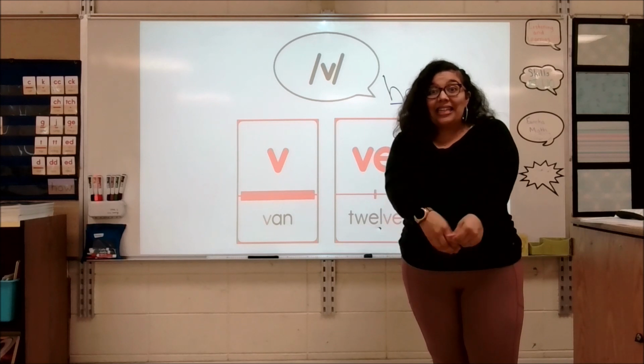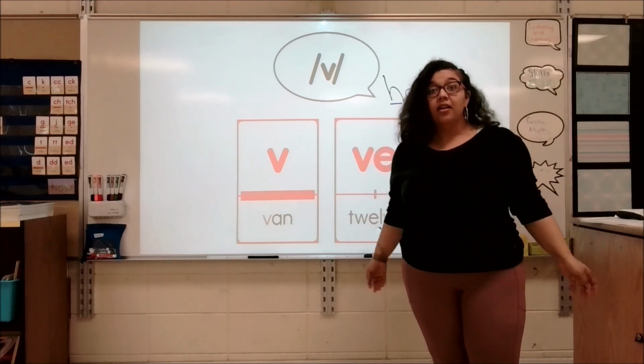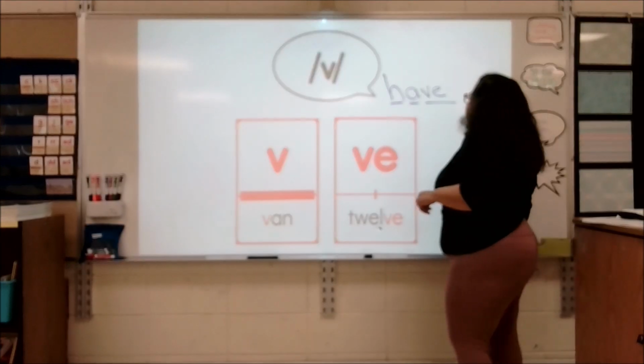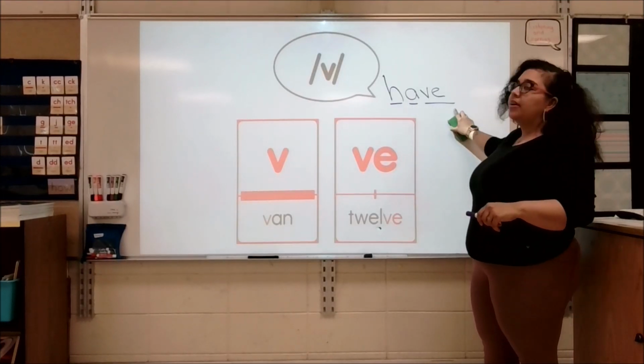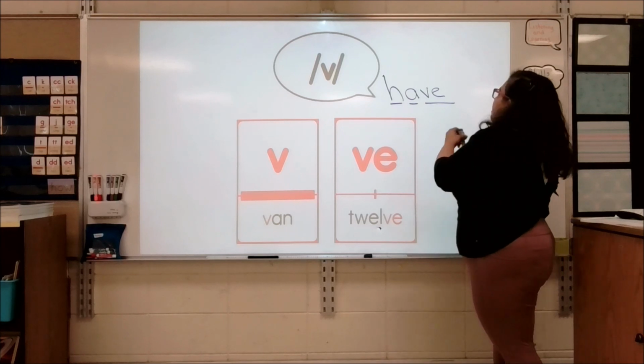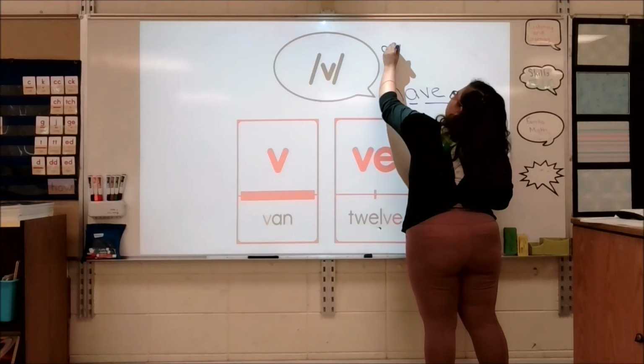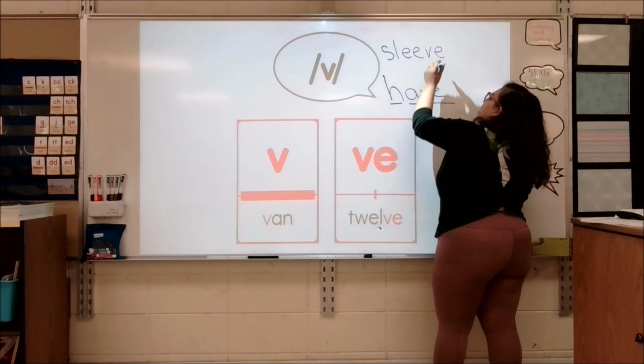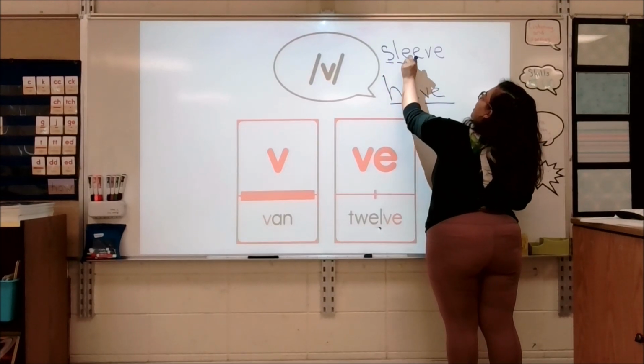Sleeve. Sleeve has an E on the end of it, even though it's got the double E spelling. Let me show you sleeve. That just popped into my head. So, have, not tricky anymore. Look, sleeve. Eve. Sleeve.